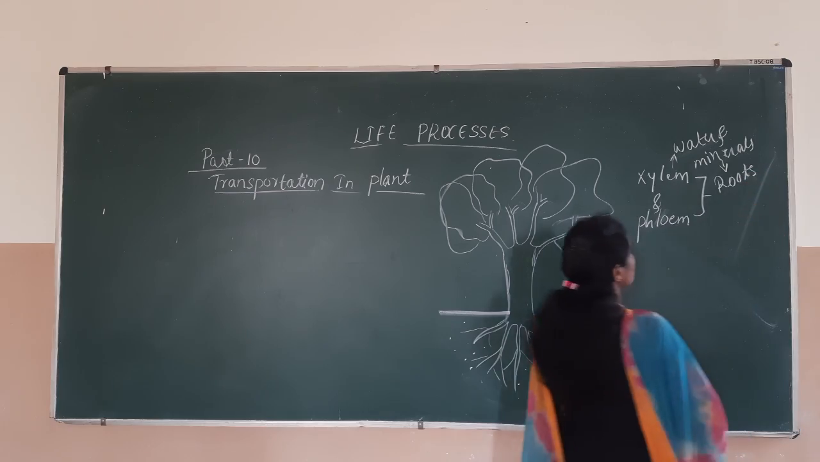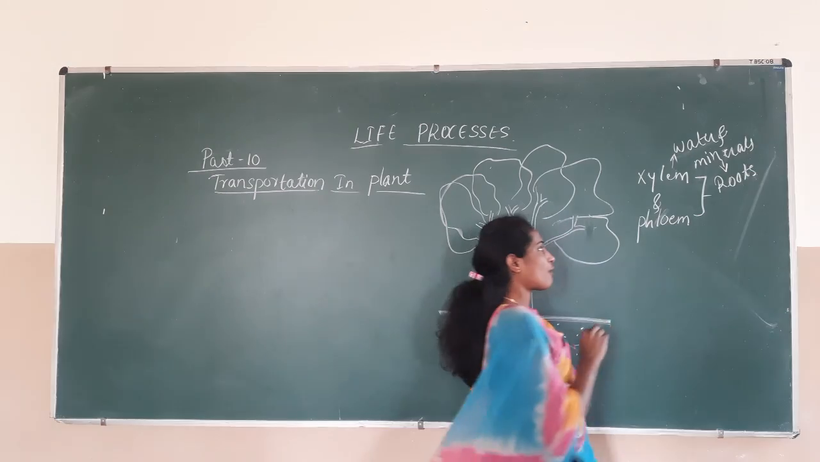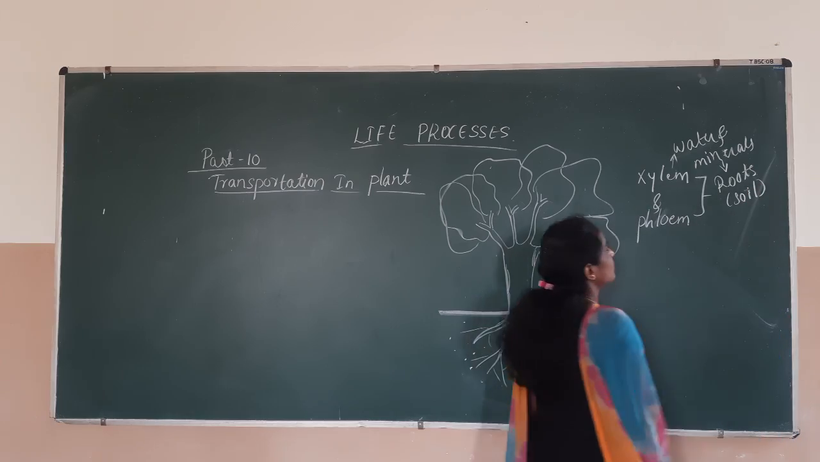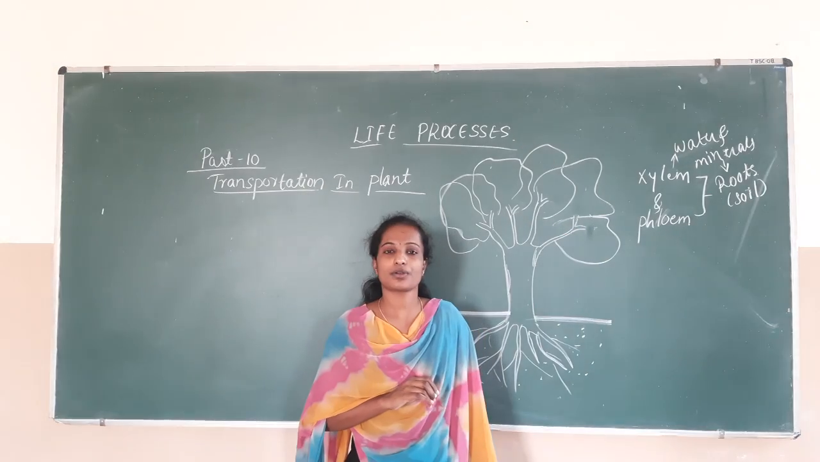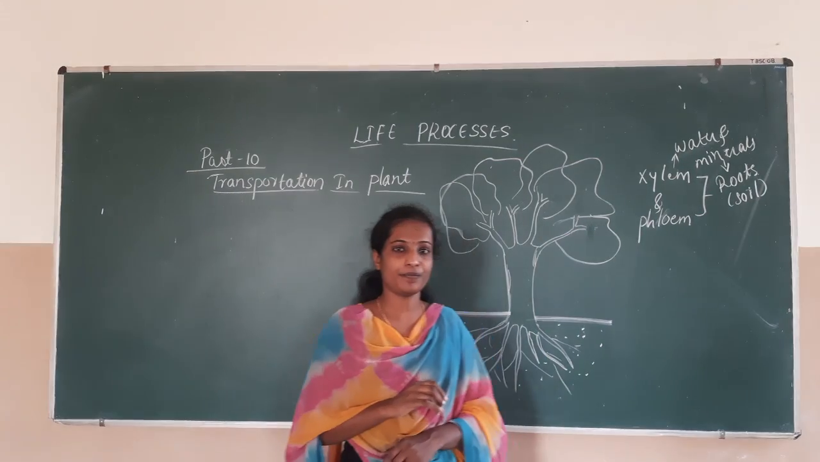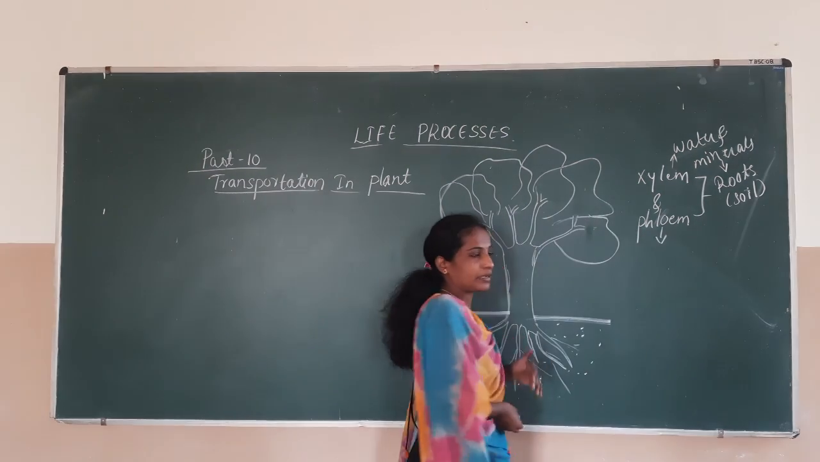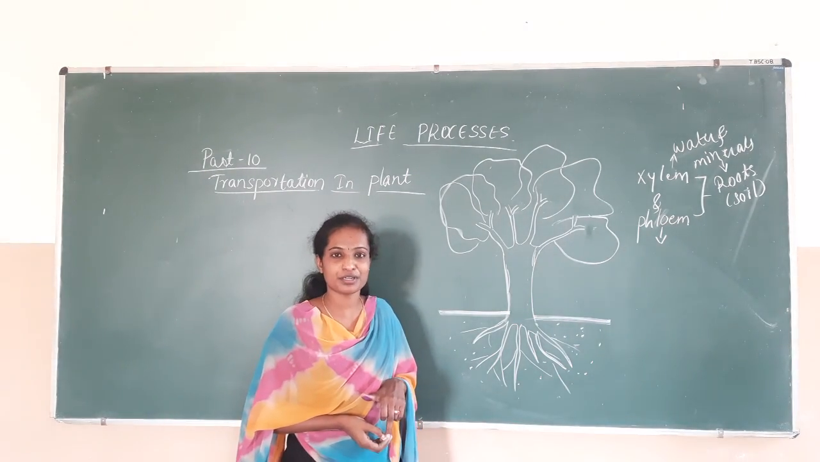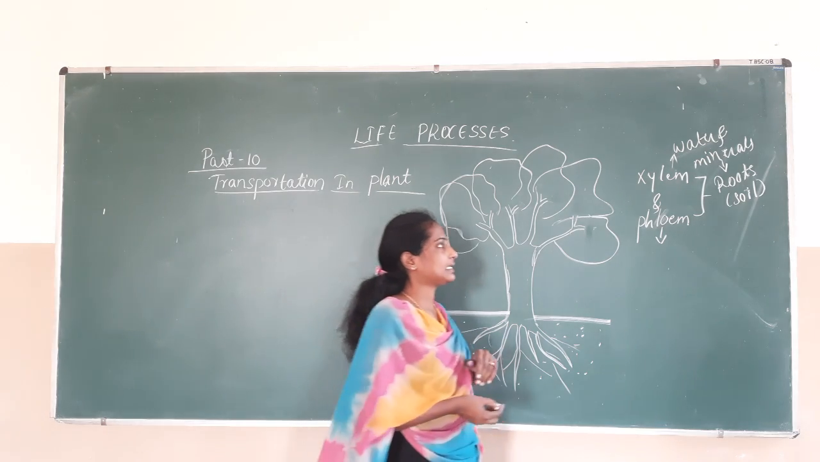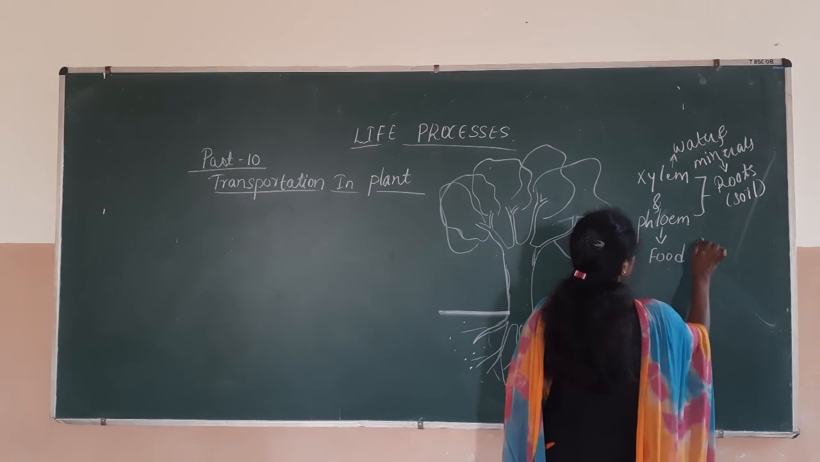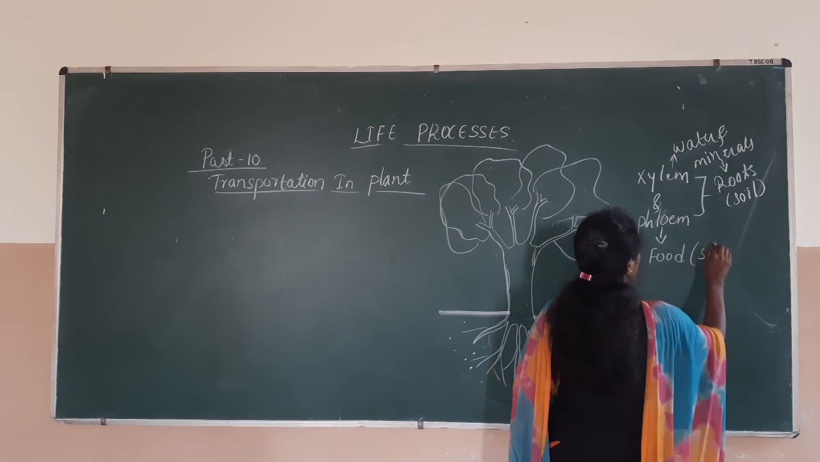Roots absorb water and minerals from the soil. This absorbed mineral and water is conducted or transported throughout the plant body. The phloem is the second type of complex permanent tissue, where it transports food which is in the form of starch.